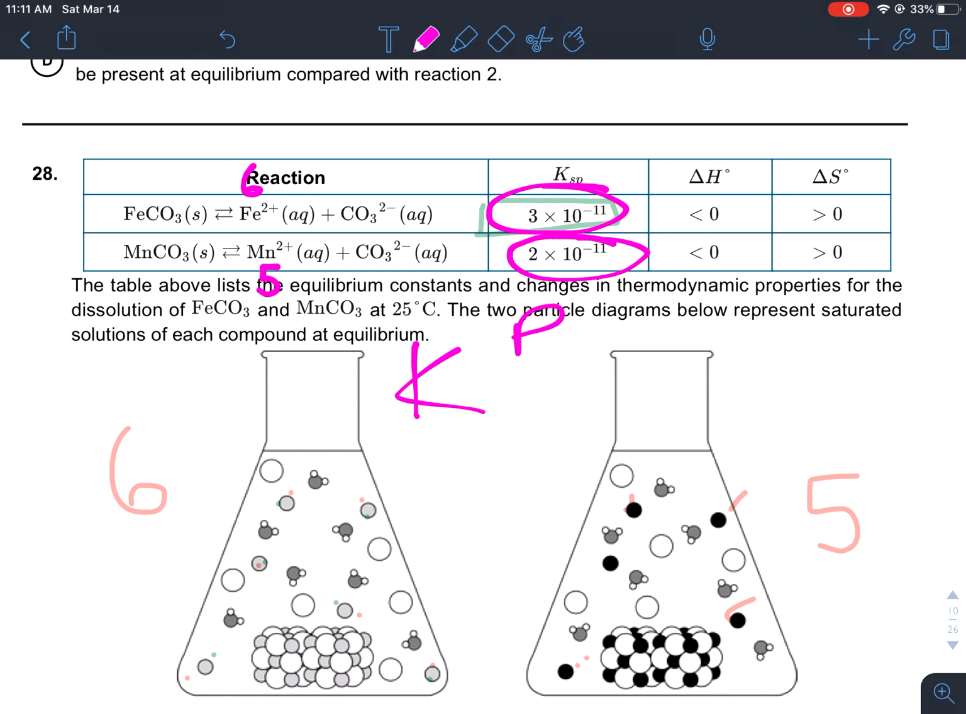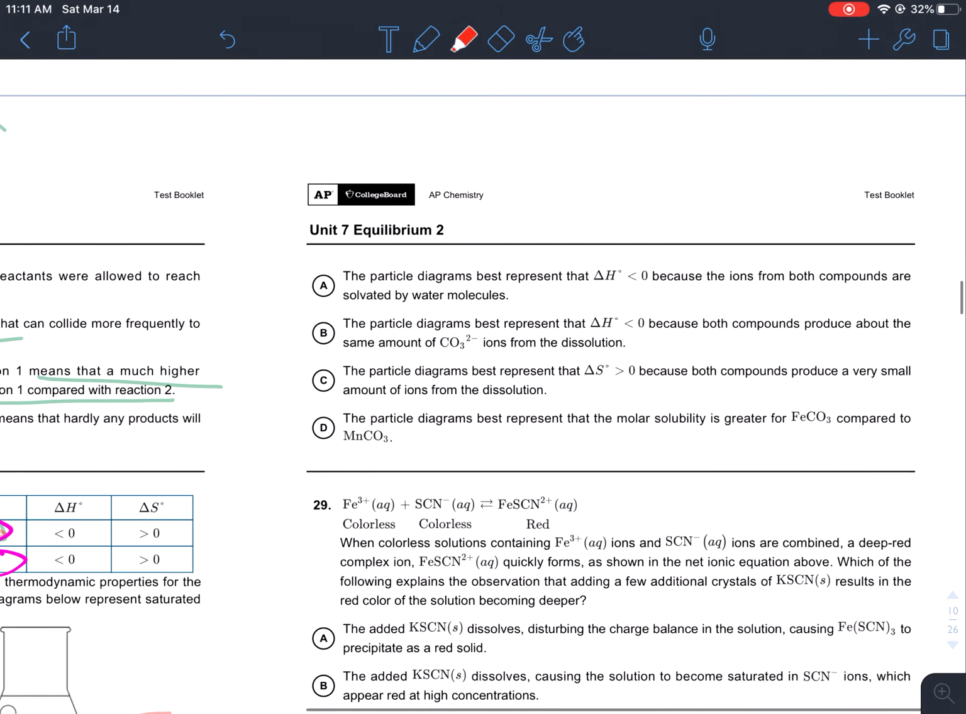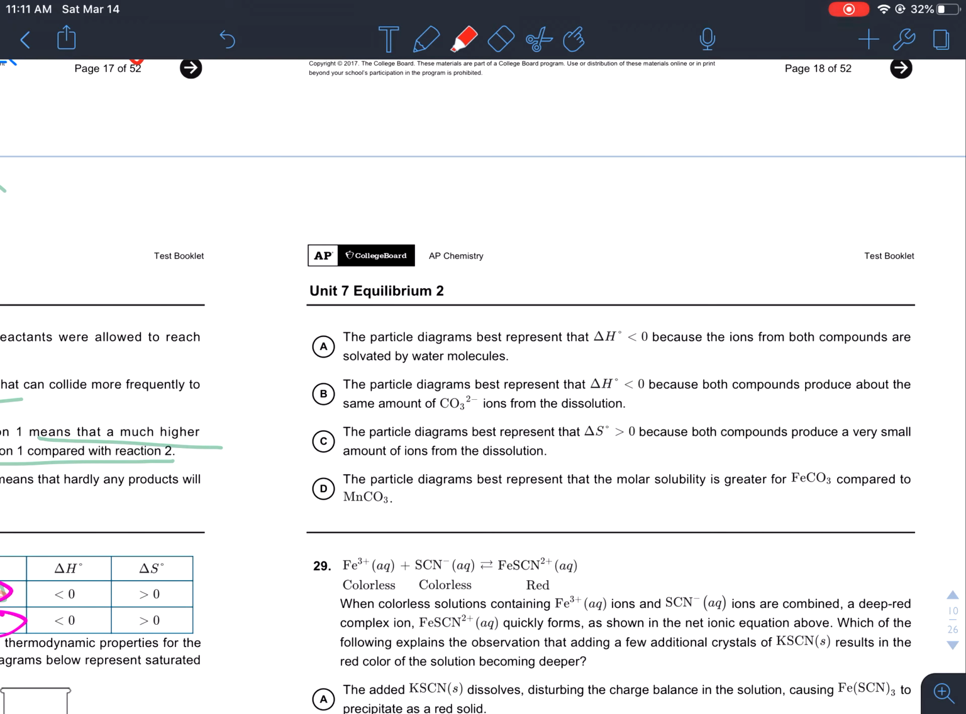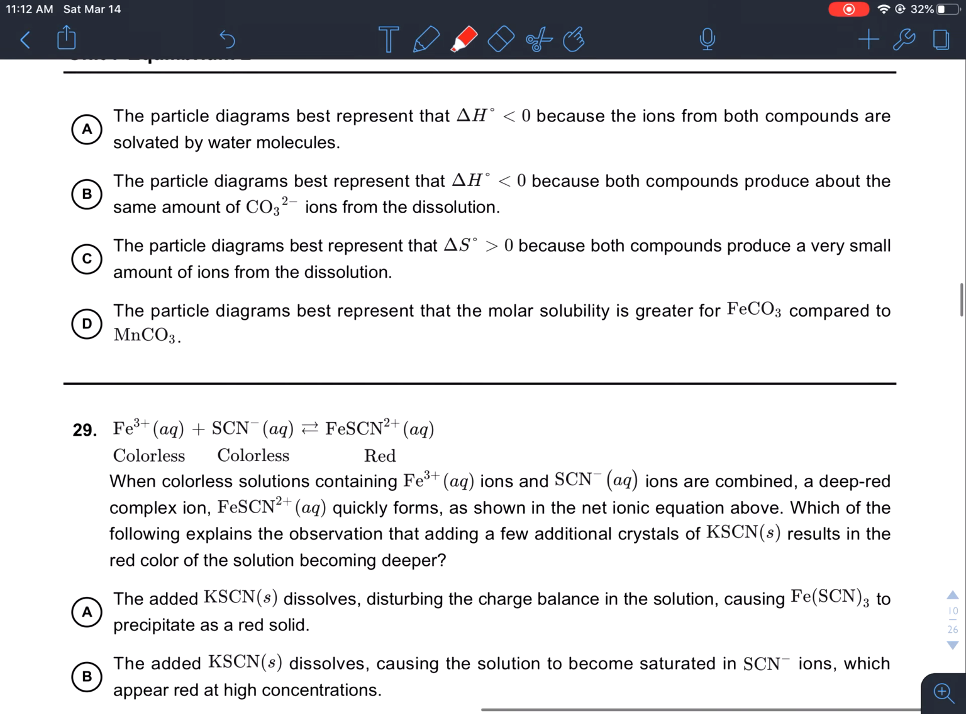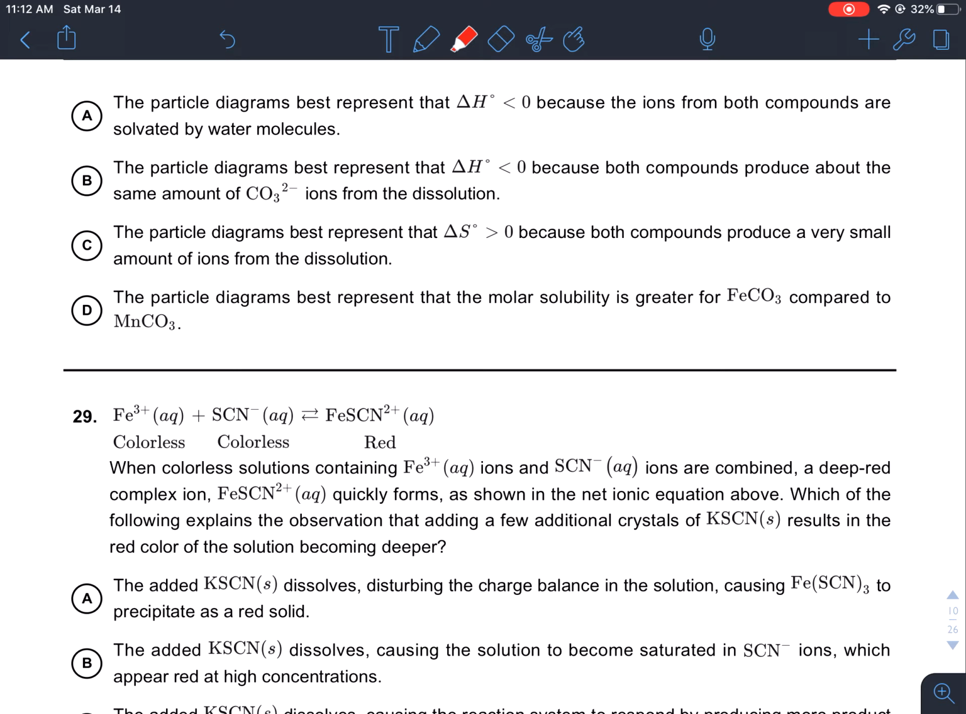And that's true because the Ksp is higher for Fe and lower for Mn, meaning, remember, K is products over reactants. So if you have a higher Ksp, that means you form more products. Look, FeCO3 has a higher Ksp, and it formed more products. It formed 6 products. So the answer, number 28, is D. The particle diagram best represents that the molar solubility is greater for FeCO3 compared to MnCO3 because it showed 6 things getting broken up, not 5 things being broken up.